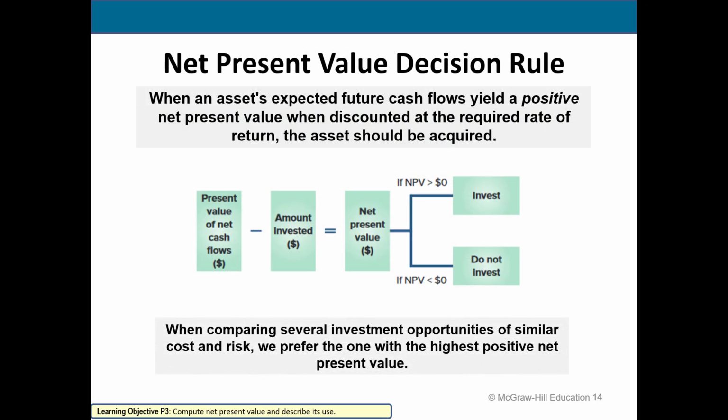This summarizes the decision rule. So as I mentioned, if the net present value is greater than 0, they should invest. If the net present value is less than 0, then they should not invest.